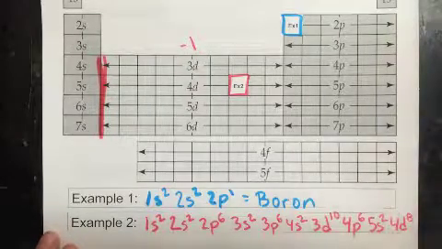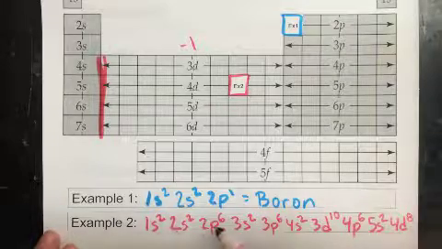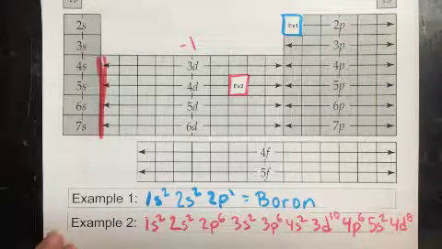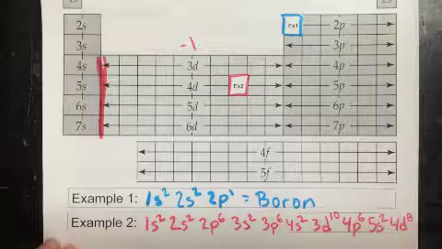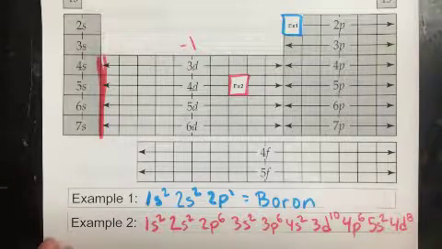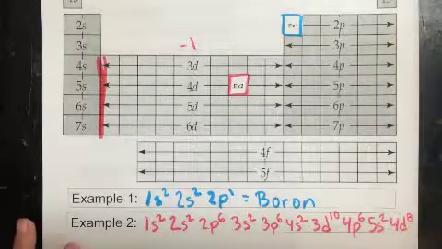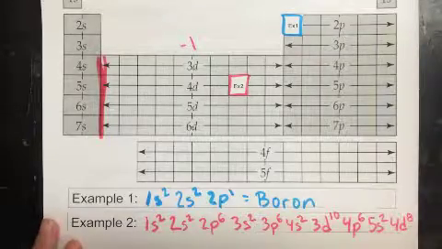Now, remember to double check yourself. You can add up all the exponents and it should match the atomic number of this element. And this element should be Pd, and the atomic number is 46. And that does equal 46.